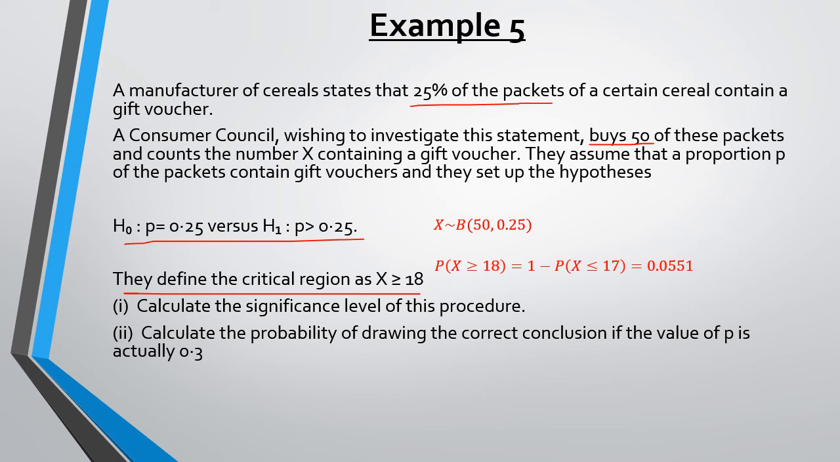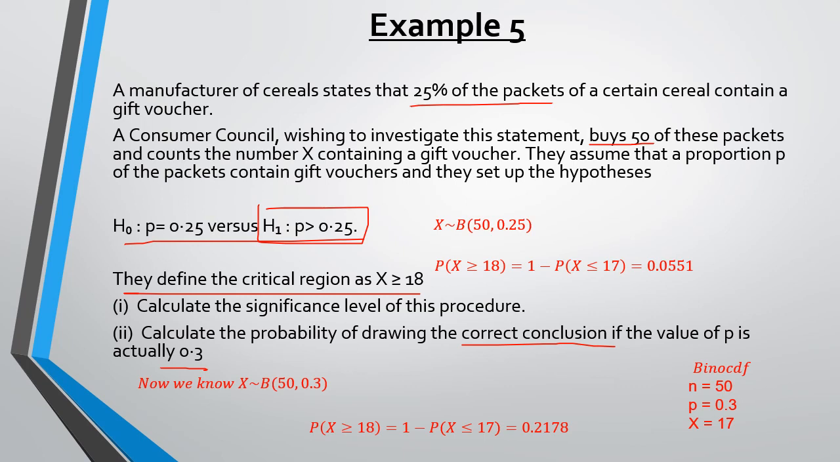What I'm more interested in is part 2. What's the probability of drawing the correct conclusion if the value of p is actually 0.3? Alright, let's make sense of this. I know p is now actually 0.3, so it's not the 25% from earlier, it's now 30%. Now that means I actually want to be saying that H1 is greater than 0.25, because I know p is actually greater than 0.25, and we need to make a correct conclusion. So I need to reject the H0. So rejecting the H0 when x is greater than or equal to 18.